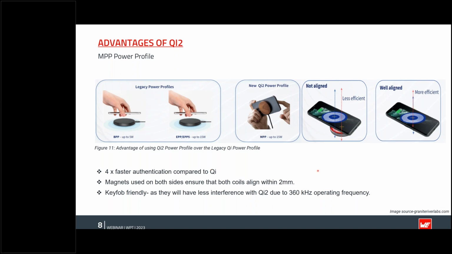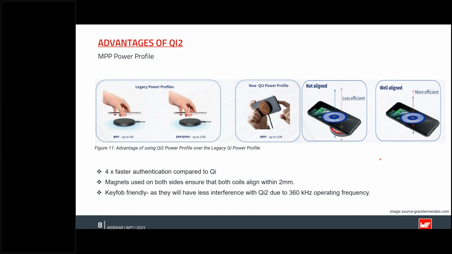That means they have less interference with the Qi 2 due to the 360 kilohertz operating frequency. So the 360 kilohertz operating frequency was defined because it was seen in the past that other devices around a Qi compliant device were creating some kind of interference because of the operating frequency range, and especially key fobs. And at 360 kilohertz, it was observed that they don't have so much interference with the Qi compliant devices, and so this particular frequency was then adopted.